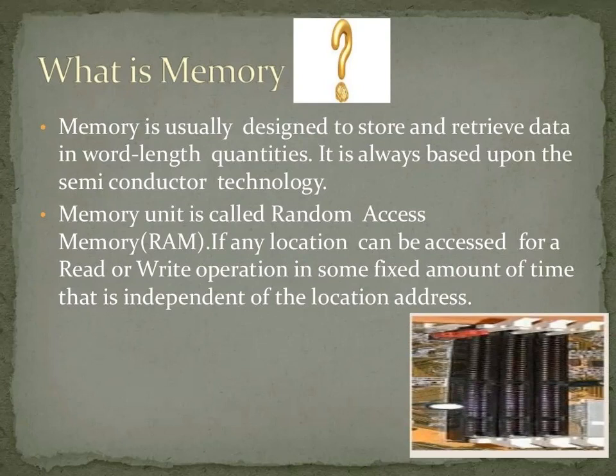The memory unit is called the random access memory, or RAM. If any location can be accessed for read or write operation in some fixed amount of time, that is independent of location address. For suppose if we want to access a file from a random location immediately, the file is actually saved in RAM so that we can access it quickly. So this is the advantage of RAM. Going to the next PPT.